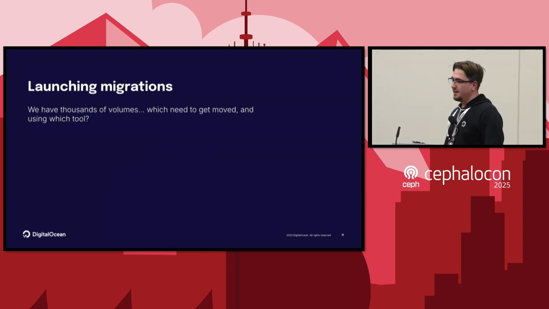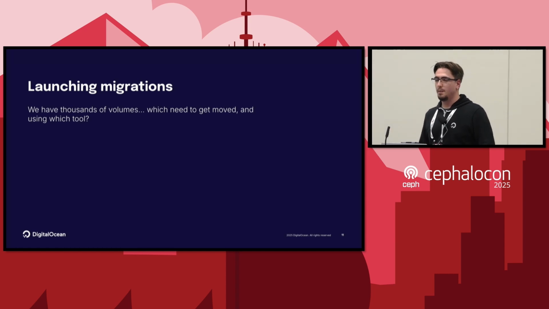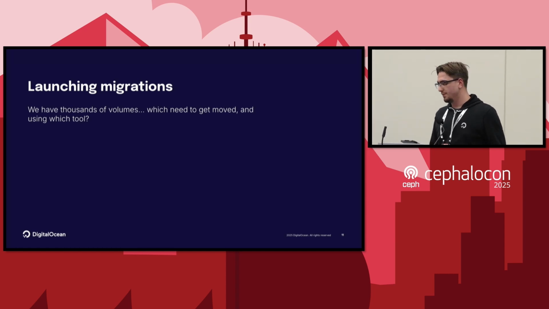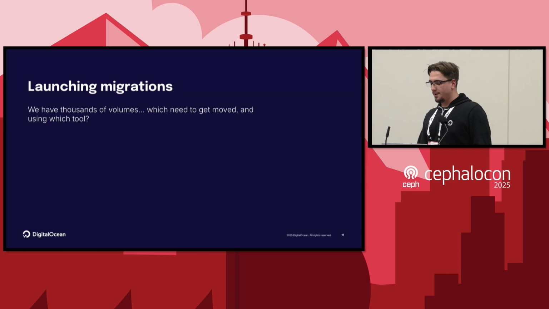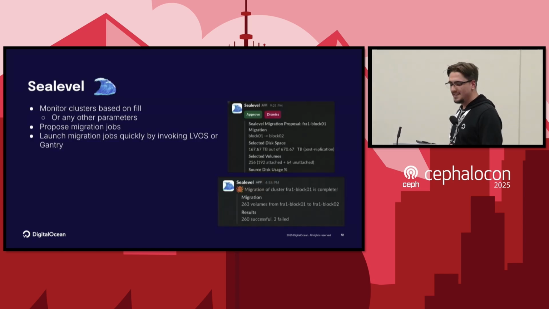Now at this point, we still had to manually put in volume names that we wanted to move, right? It still was a manual process. And now we had two different tools that we could use, so it started to get a little complex with thousands of possible RBD images that we could move. We needed to simplify the process a little bit. And that's why we built a third tool called C-Level.